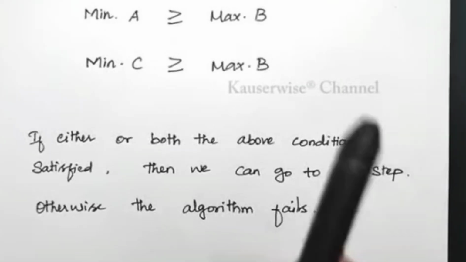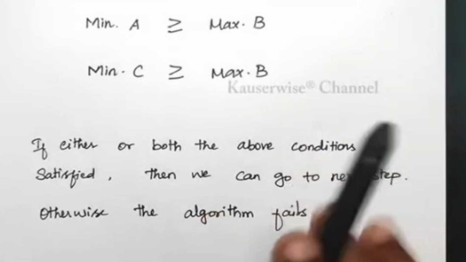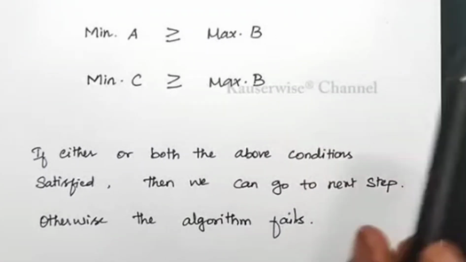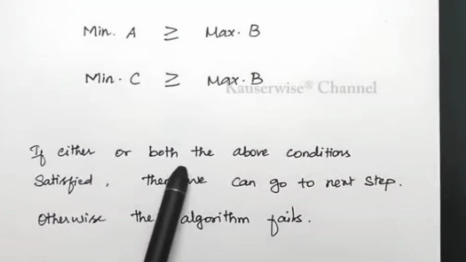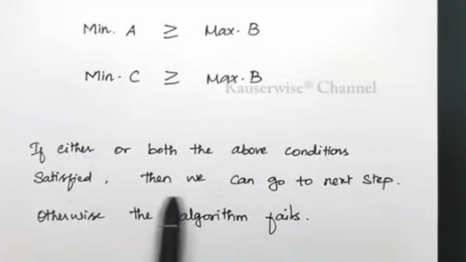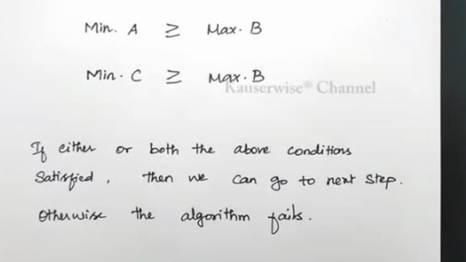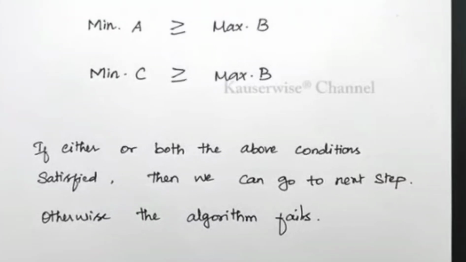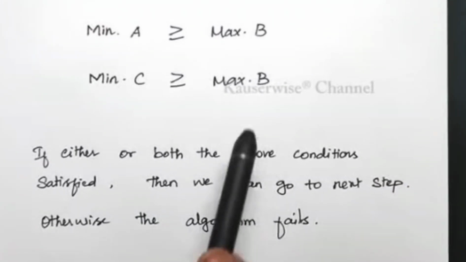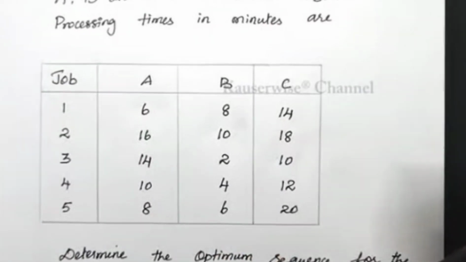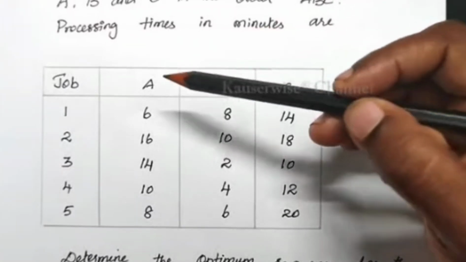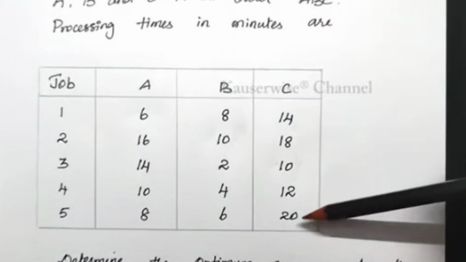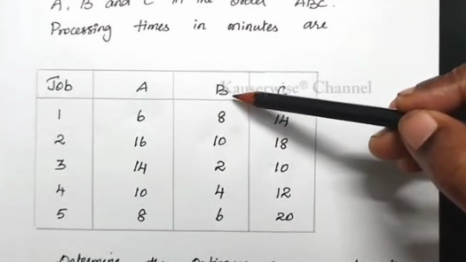Now, the first step is, in order to proceed further, we need to satisfy either or both the above conditions. That is, if either or both the above conditions are satisfied, then we can go to the next step. Otherwise, stop the procedure, which means the algorithm fails. Now, look at the problem to check this condition. First, we need to find out the minimum duration on machine A and minimum duration on machine C and maximum duration on machine B.